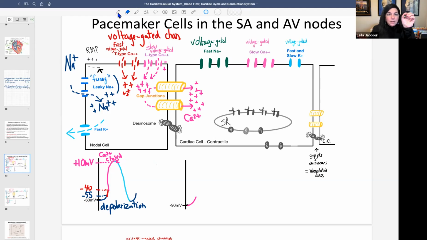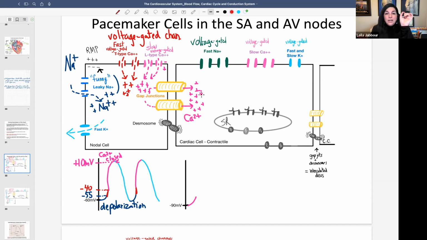And I'm just going to draw in pink. See, it goes up and it goes back down, and it really repeats itself like that. There's no resting membrane potential that actually stays resting. It's constantly depolarizing, repolarizing, depolarizing, repolarizing. I wanted to make sure I showed that to you before I moved on to the cardiac cells.